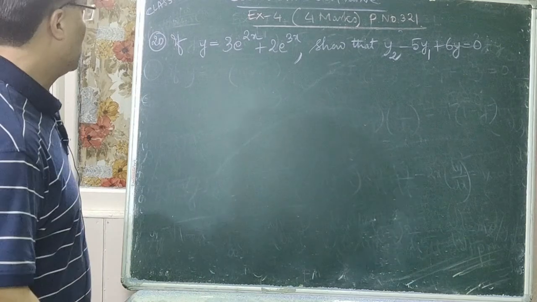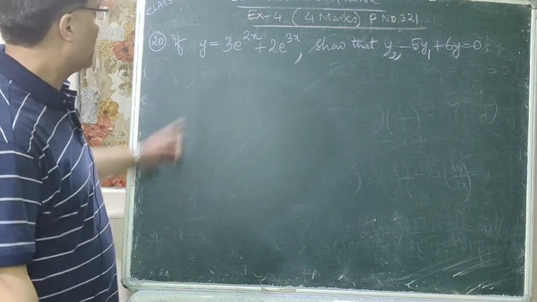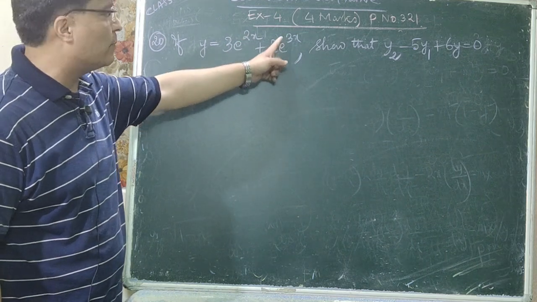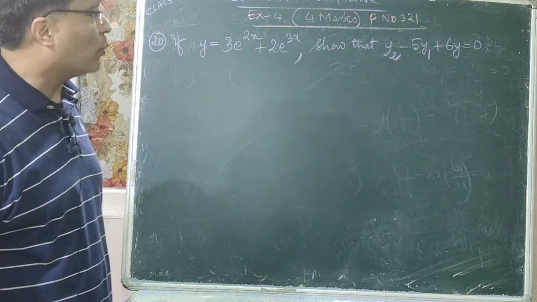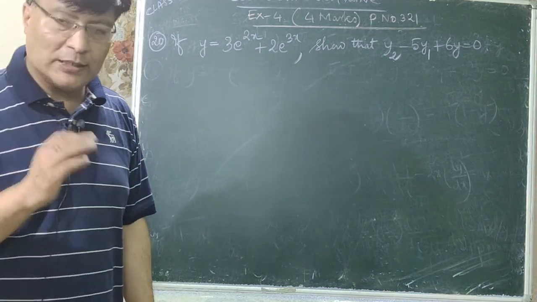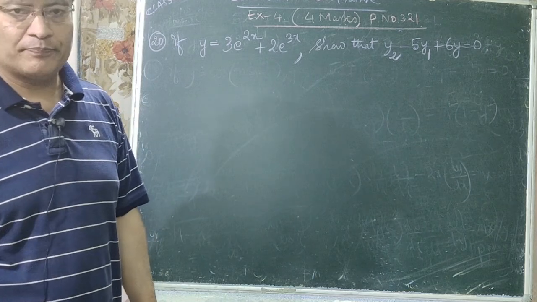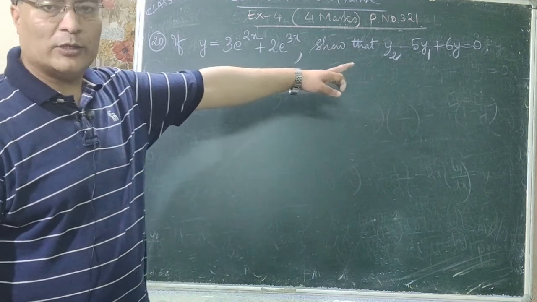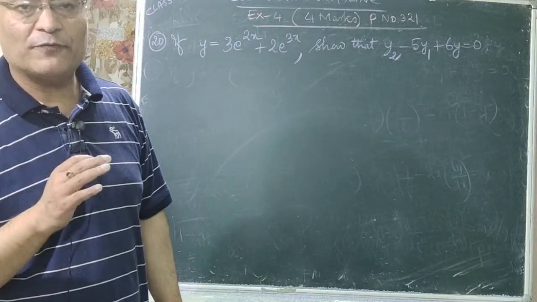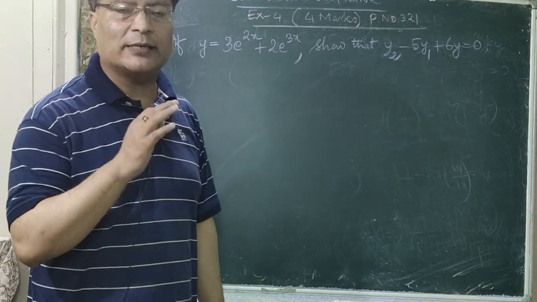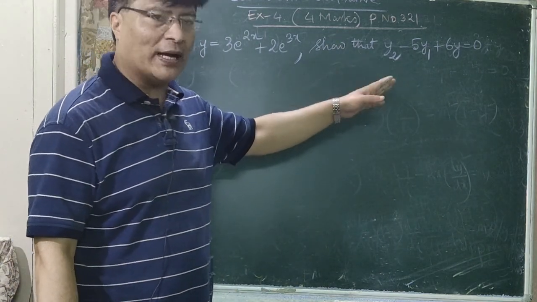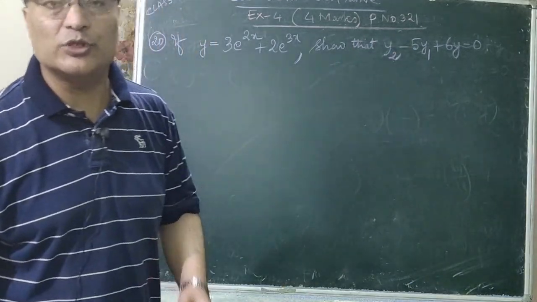So now we'll do the next question, that is question number 20. If y is equal to 3 e to the power 2x plus 2 e to the power 3x, you have to prove that y2 minus 5y1 plus 6y is equal to 0. So in this case we'll do different methods. First of all, y1, you know that it is dy by dx, and y2 is d2y by dx square. So first of all, let us get the value for dy by dx and d2y by dx square and put them on the left hand side, including y, to prove this LHS is equal to 0.